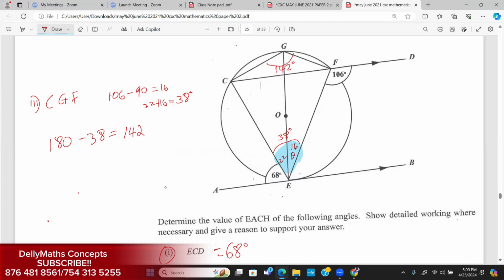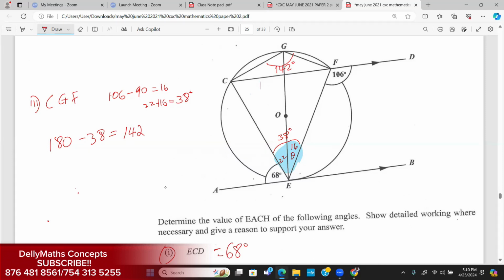So the moment I was able to find my 38 degrees right there, I'm able to now use it to go across, diagonally across from it. And then we would have gotten that. So that's that. Now, what reason could we have written?